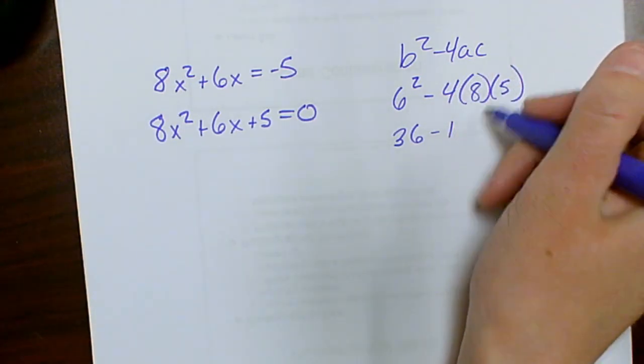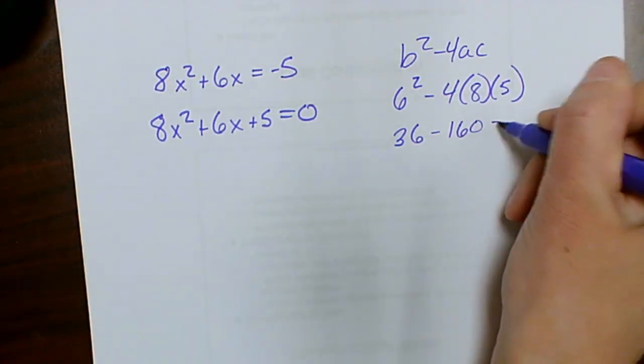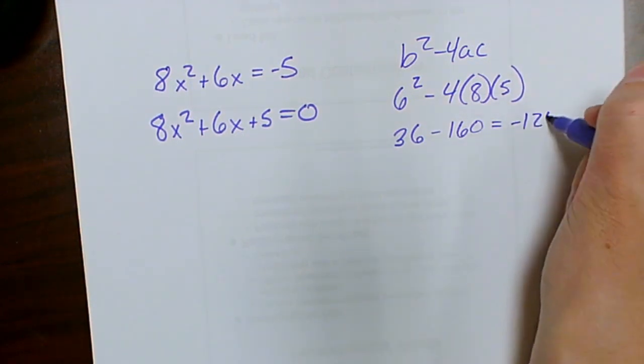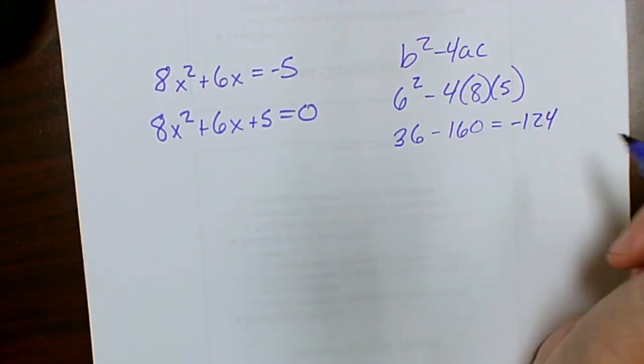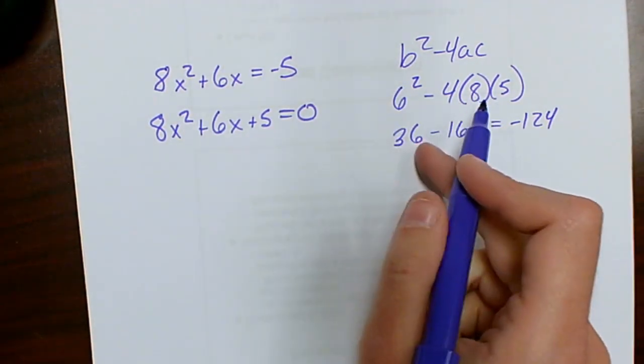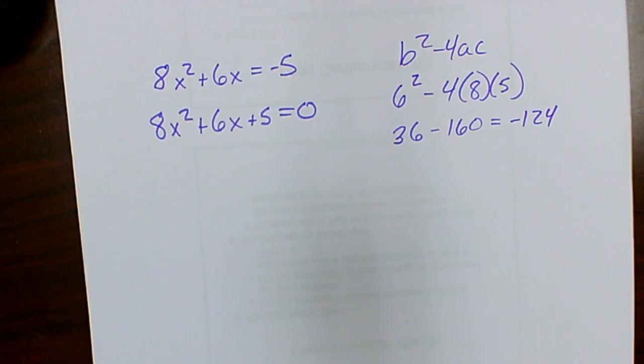That's 20, 160. Let's see here. Right now my calculator in my head is broken. Let's see here, that'd be negative 124. Okay, well, we can't factor this, so do not erase this work.